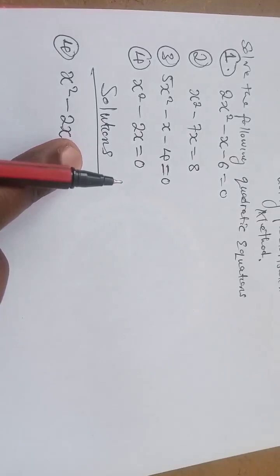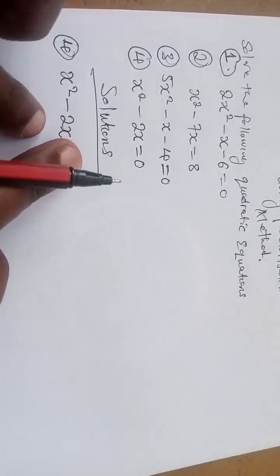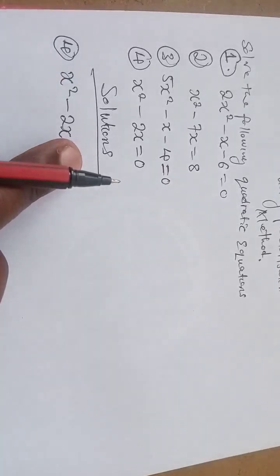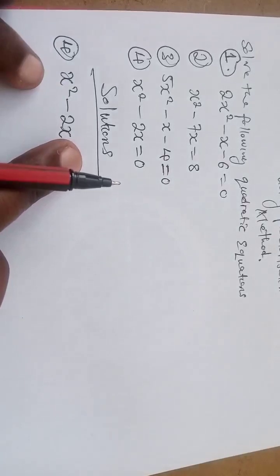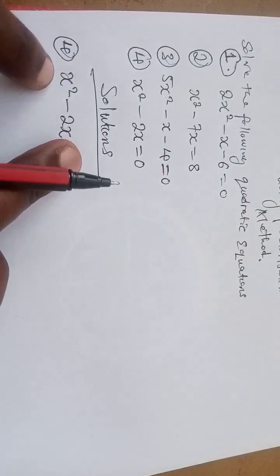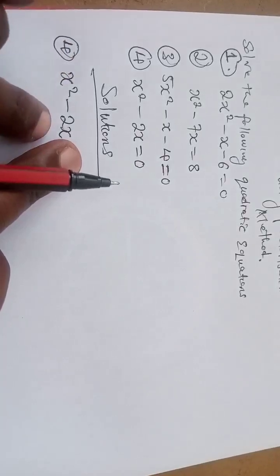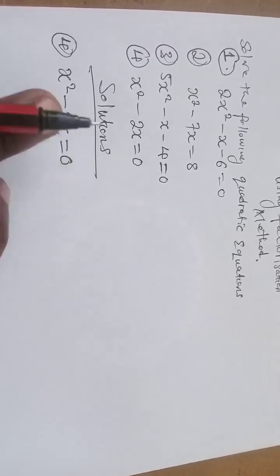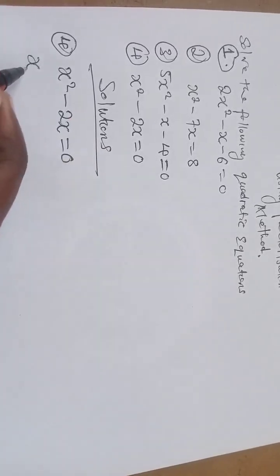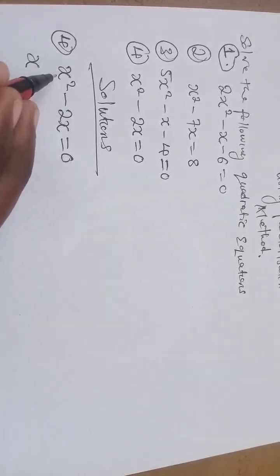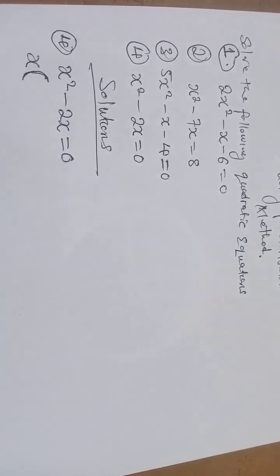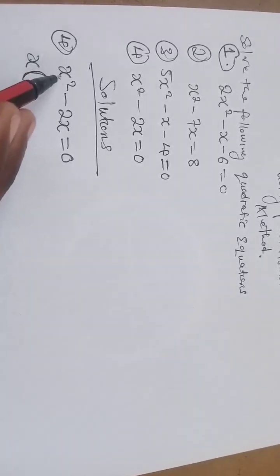In factorization, we look for what is common in both terms. What is common on these two terms here? What I mean is a number or letter that can enter into this term and that term without leaving a remainder. What is that letter or number? It's just x. x can enter into this one without leaving a remainder. So when you write x, open the bracket.